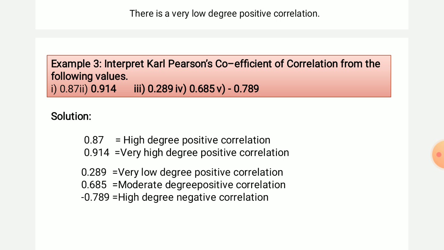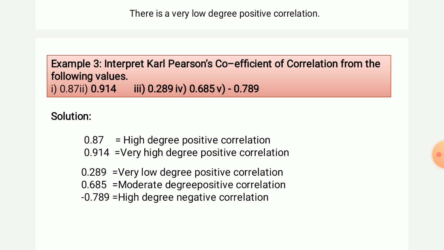Then 0.914 is called very high degree positive correlation, because the value falls between 0.90 and 1. So when a value falls between these figures, such a value is called very high degree of positive correlation. There is no sign, so it is plus, and hence we call it positive correlation.